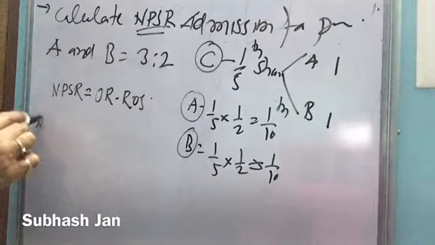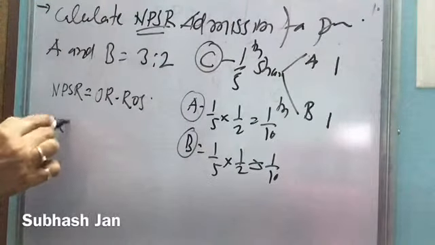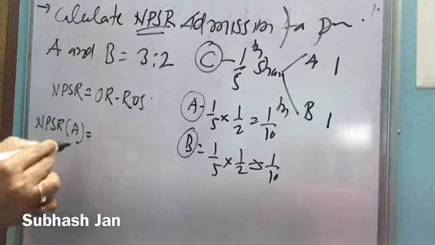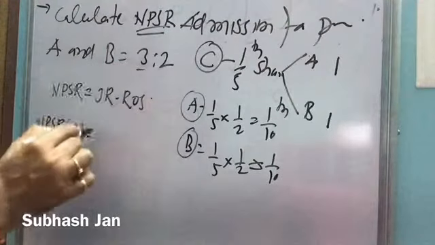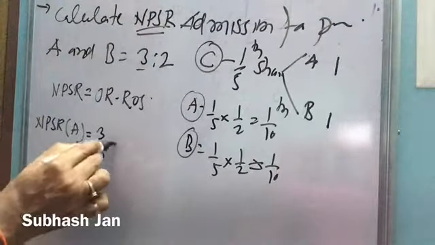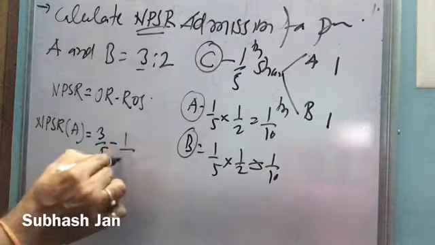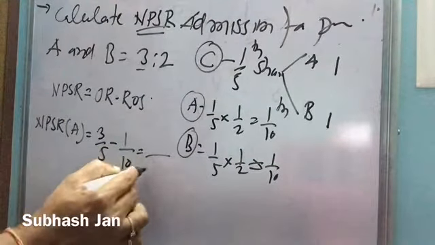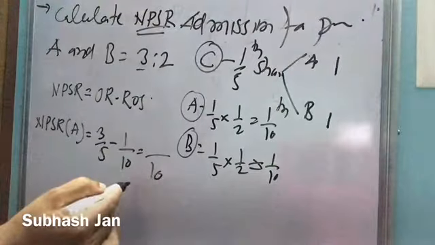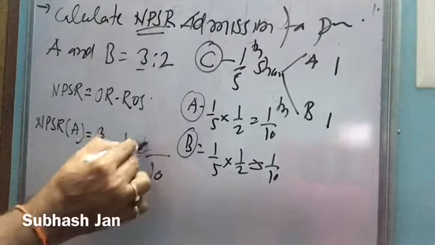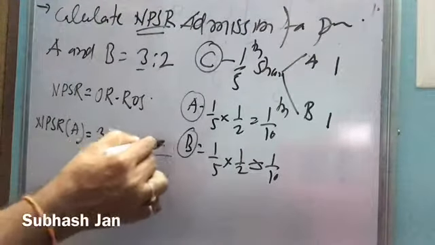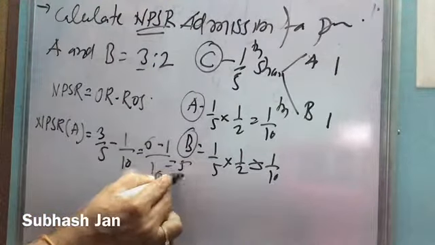So new profit sharing ratio of A, what is his old ratio? 3/5 minus ratio of sacrifice, which is 1/10. The LCM is 10. 5 twos are 10, 6; 10 ones are 10, 1. So this is 5/10.